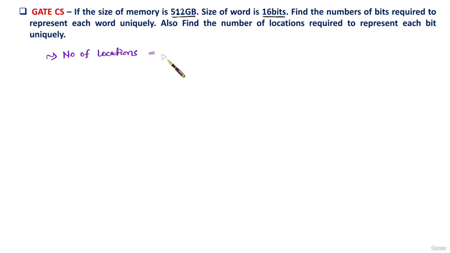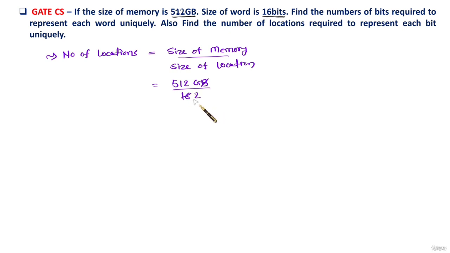Locations means number of addresses, right? So number of locations, that is size of memory divided by size of location. Size of memory, that is 512 GB. Let me write that: 512 GB divided by size of each location, means size of word, that is 16 bits. So divide by 16, that we need to do. This B means 8 and this 16 will get divided by 8. So you will be having 2 over here. This 2 and this 512 will get cancelled and that will make it 256.